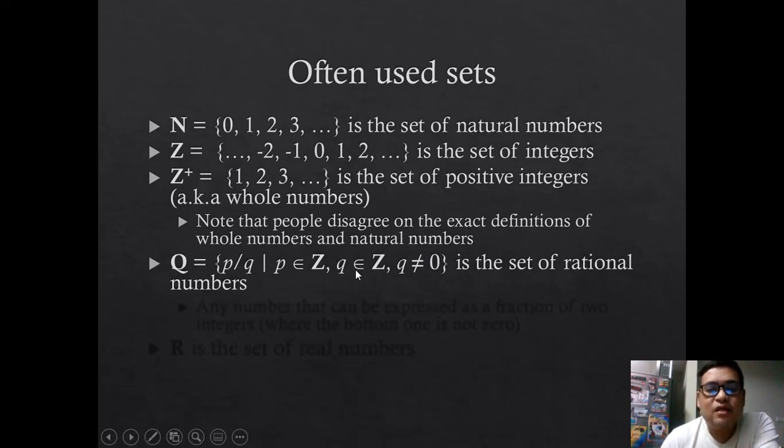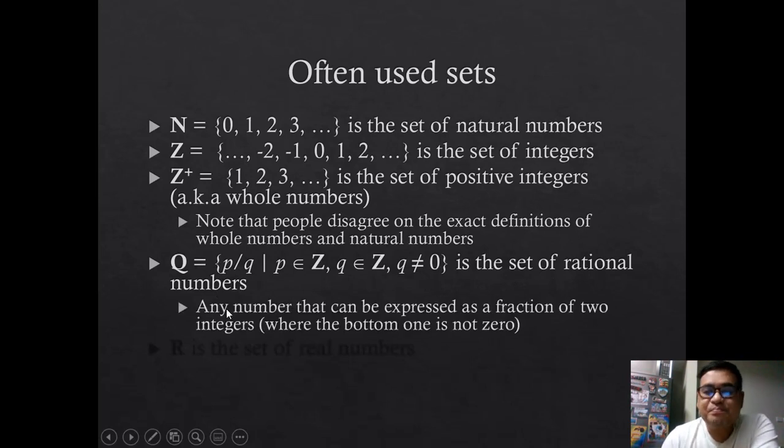Why? Because if your Q is 0, that is unacceptable. There's no value for that. Any number divided by 0 is an error. Even if you try it in your calculator, for example, 5 divided by 0 is an error. So that's why in rational numbers, the denominator should not be equal to 0. Why? Because it's represented by P over Q, right? So Q must not be equal to 0. So that is the set of rational numbers.